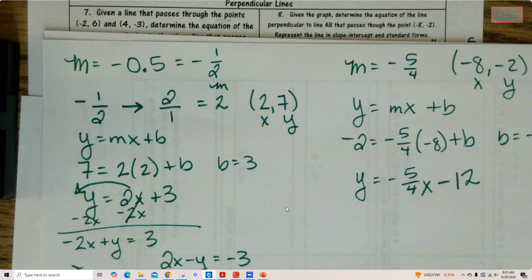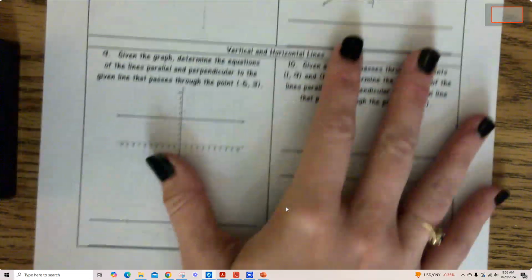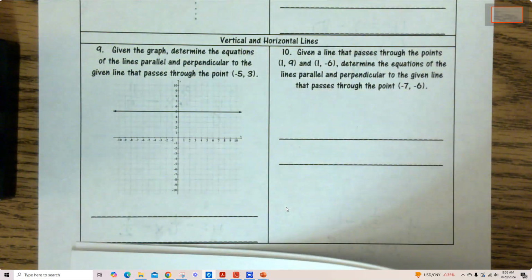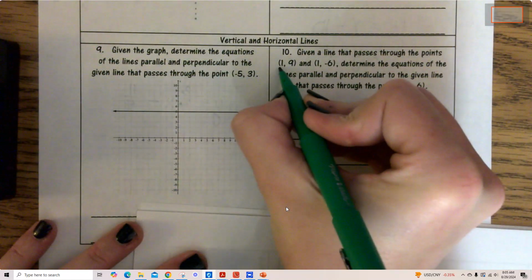All right, last one I'm going to do with you is question 10. You're going to do question 9, but let's do question 10 first. Given a line that passes through the points (1, 9) and (1, negative 6), determine the equations of the lines parallel and perpendicular to the given line that pass through the point (negative 7, negative 6). There's a couple things that we can try. Here's what I would do.